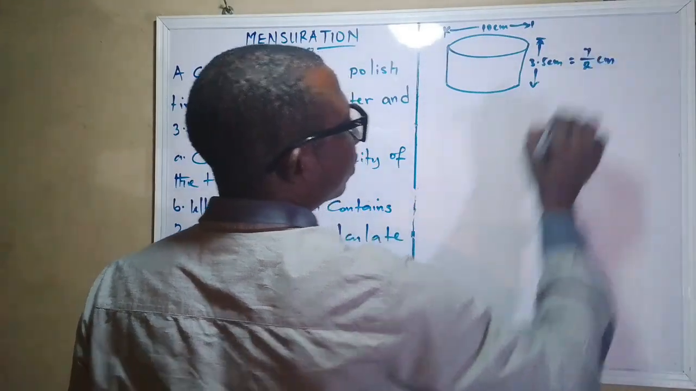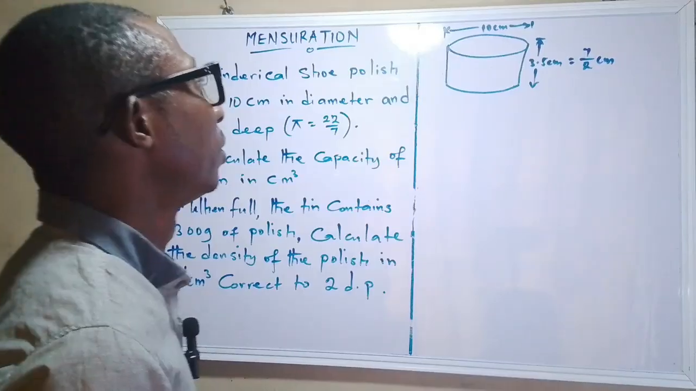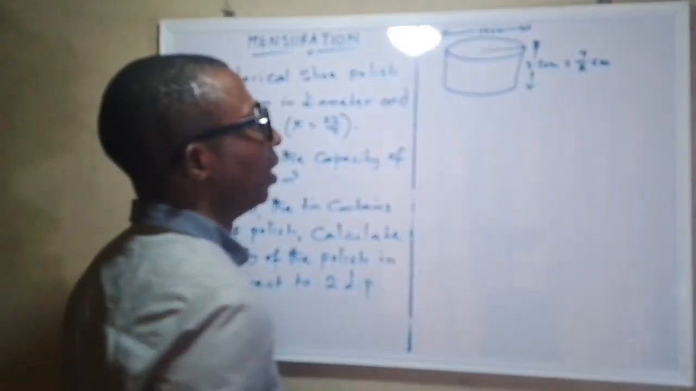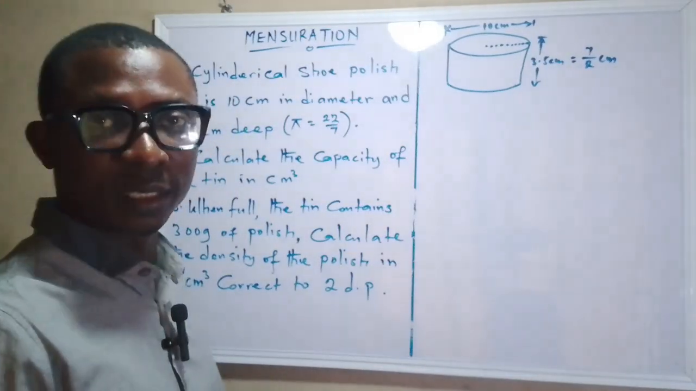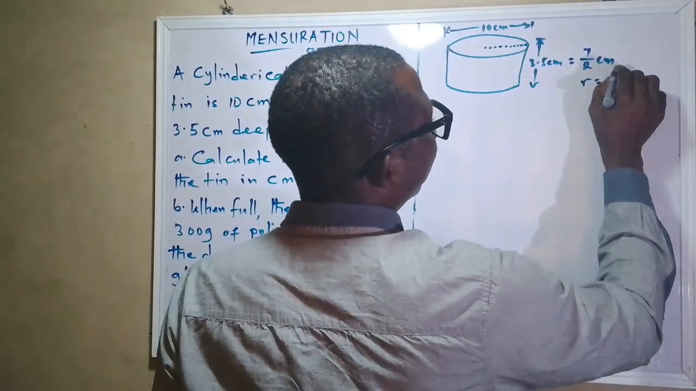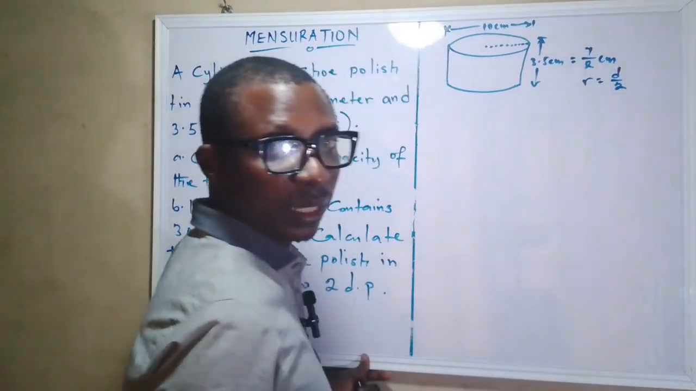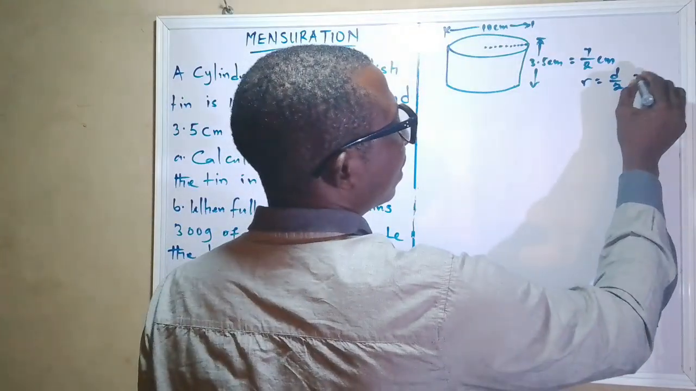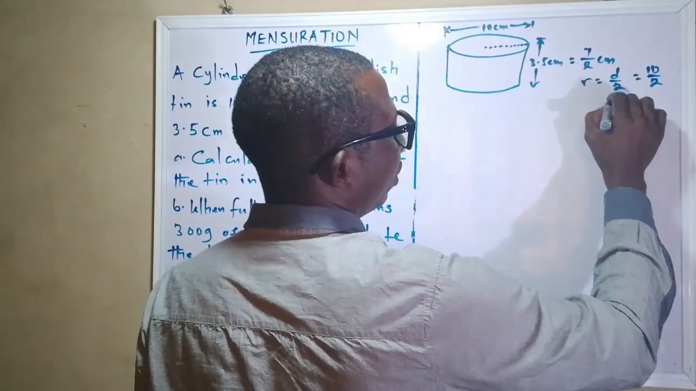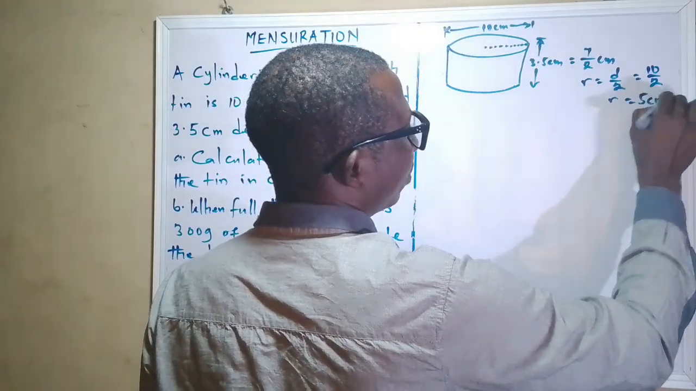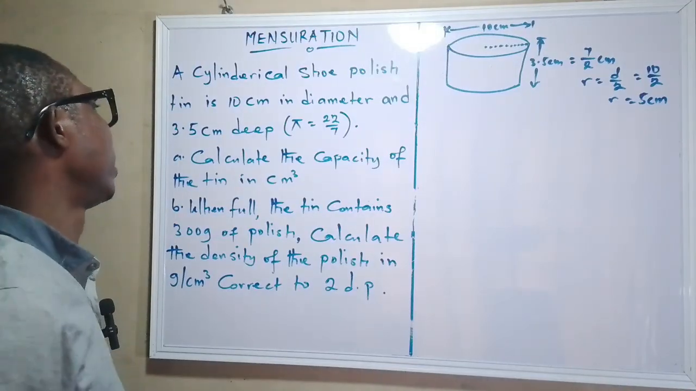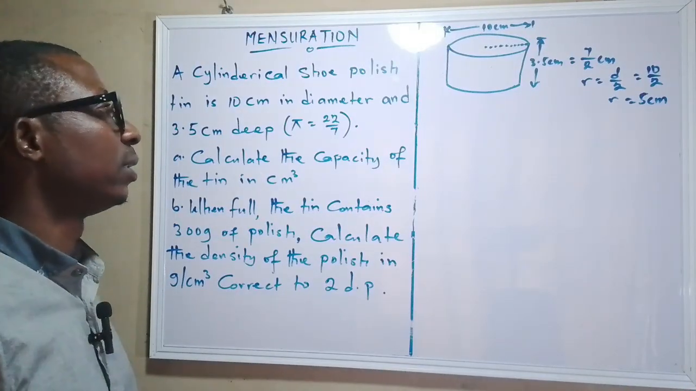3.5 centimeter is the same thing as 7/2 centimeter. Now we need to get the radius. The radius will be diameter over 2. The diameter is given as 10, so that means the radius will be 5 centimeter.